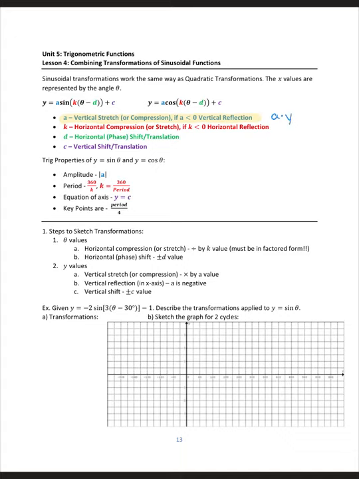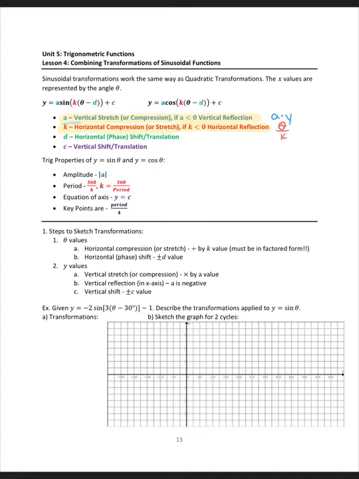Okay, the next one is a horizontal compression. A horizontal compression is represented by our k value, and this has the opposite effect. So the bigger the number, the more it's compressed. So we divide our x values by our k. And if k is a negative number, it's going to be a horizontal reflection. Because it's being compressed by whatever our k value is, we take all of our x values, or our thetas, and we divide them by k.